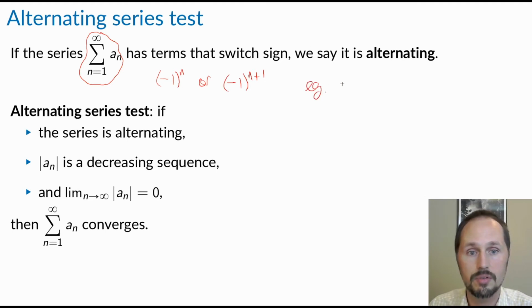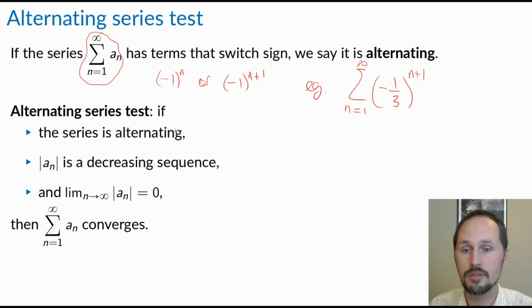So for instance, the sum from n equals 1 to infinity of (-1/3)^(n+1) is alternating. And there are many, many other examples that we can cook up that are alternating. Okay, so the series is alternating if it flip-flops in the sign from one term to the next.